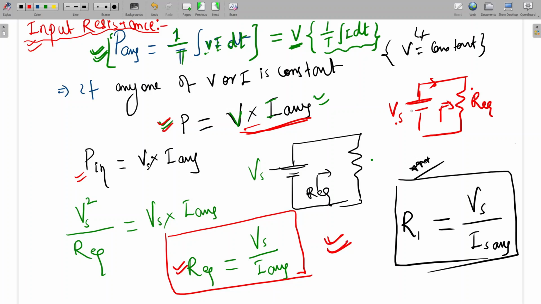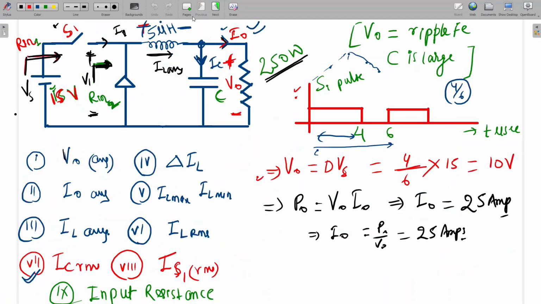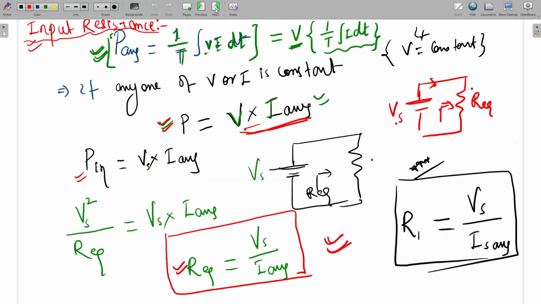Sir, power is equal to V into IRMS, no? Coming to this current, how much will this current be? Okay, so V into I average will be the input power. Why V into I average, that I will explain here. This is the average power formula.